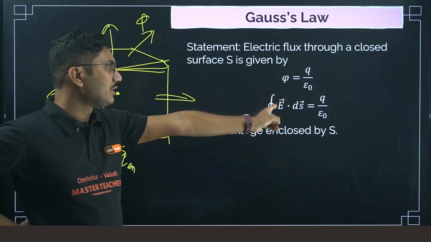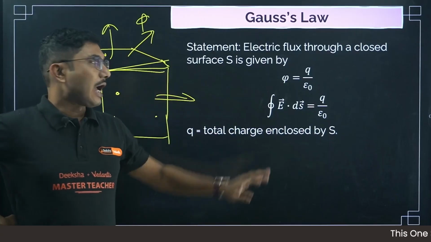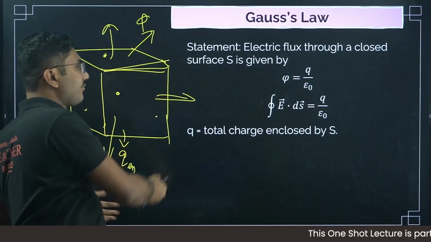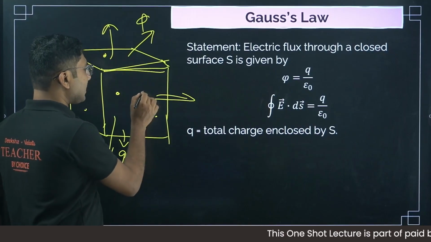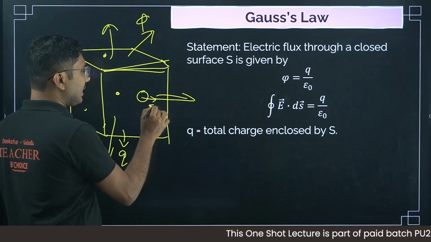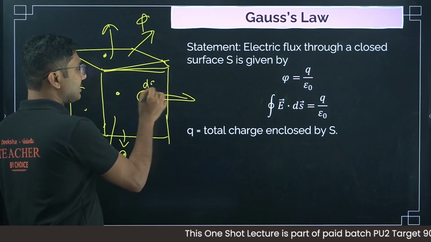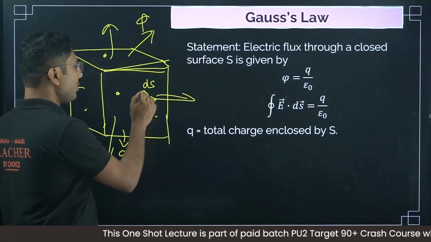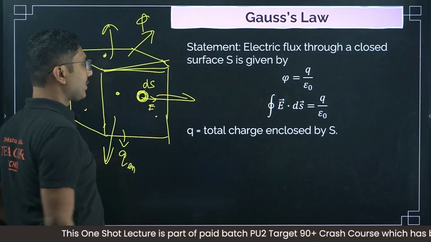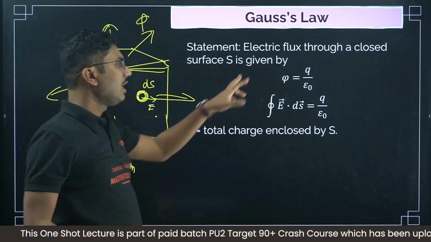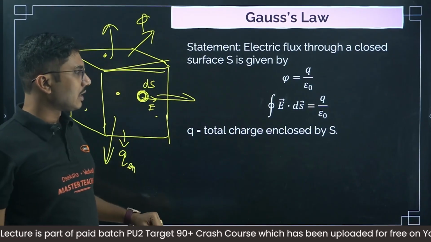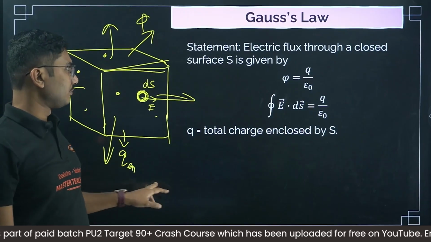Now phi we know is basically E dot dS, and if you do the integration, you get the total flux for all the surfaces. E dot dS basically means, suppose the electric field at this point is E and dS is this, then E dot dS gives you the electric flux out through this small area. Now if you want to calculate for the entire surface, you have to do the integration. Q is the total charge enclosed by S.